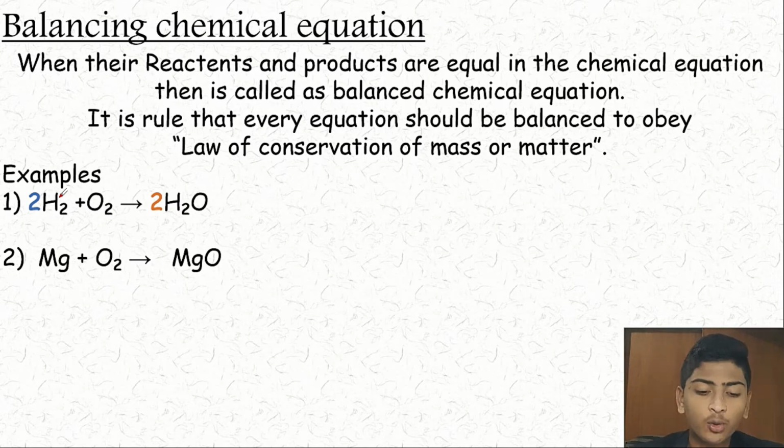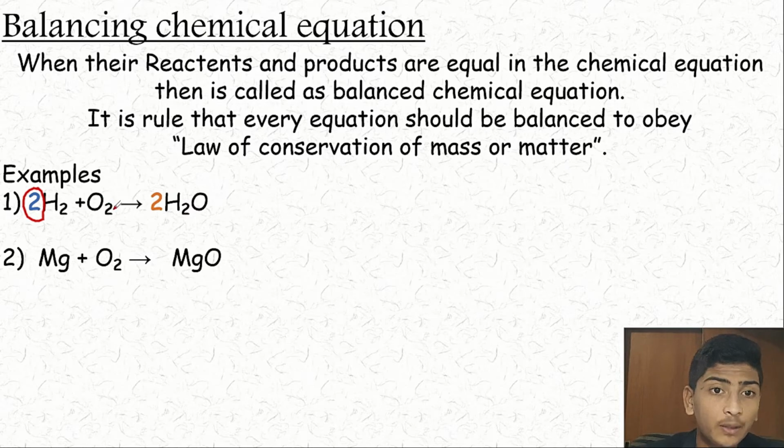It is a rule that every chemical equation should be balanced to obey the law of conservation of matter, or law of conservation of mass. Here we just mixed H2 and O2, because H2 is a molecule and O2 is a molecule, we get H2O. But before these two there were only two hydrogen atoms, and here two hydrogen atoms, it was perfect.